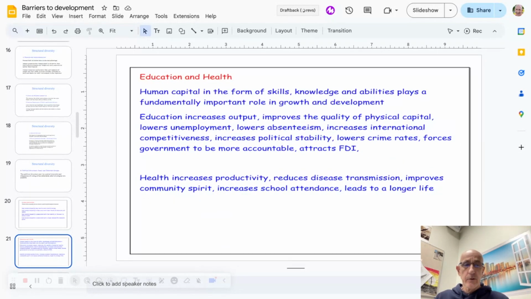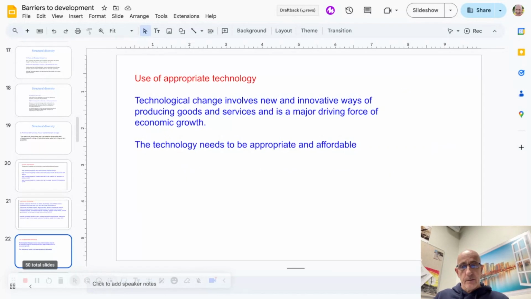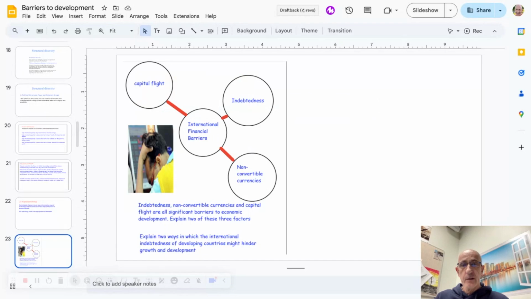There's education and health, and that significant link to human capital, and how education can improve the quality of the human capital, is an integral part for many countries. Appropriate technology is mentioned as well. New technology is crucial, but this word appropriate is there for a reason. It's got to be something that is affordable and fits into the country that we're talking about. Highly sophisticated technology in agriculture is not necessarily the way forward at the moment for many of these developing countries.